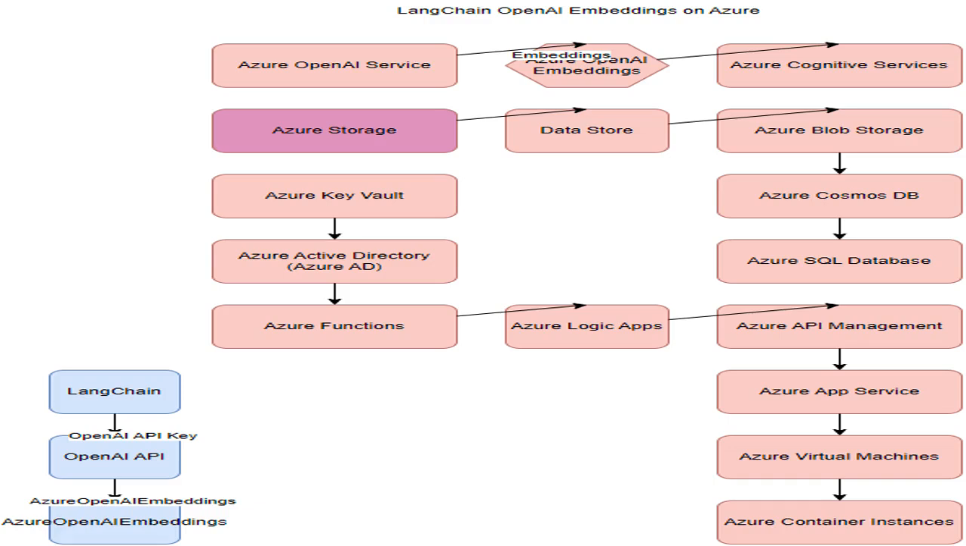Azure Storage stores embeddings for later retrieval. Sends embeddings to Azure Storage for persistence. Azure Cognitive Services offers a suite of AI services including vision, speech, language, and knowledge APIs.